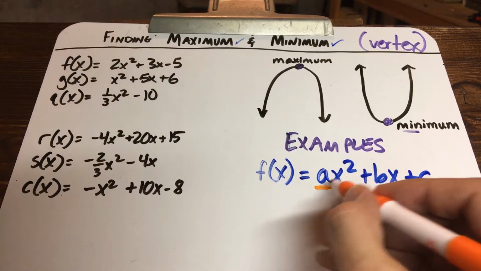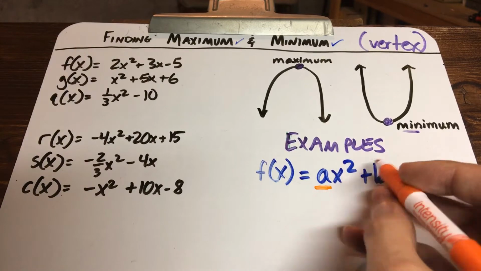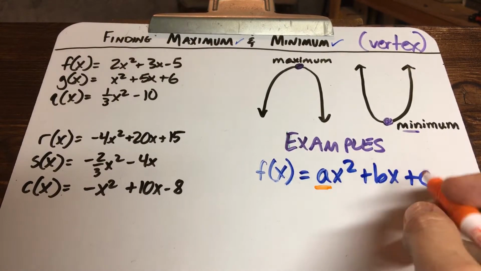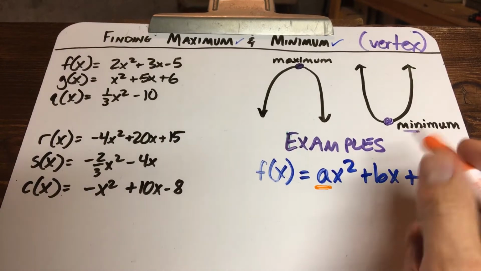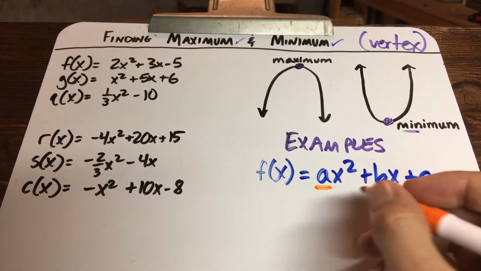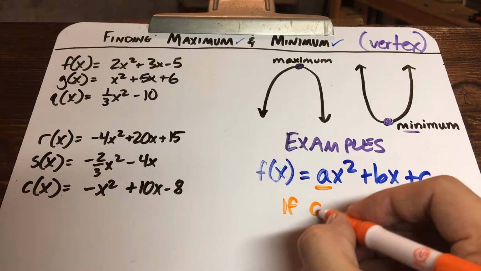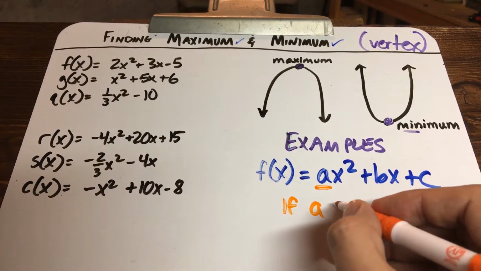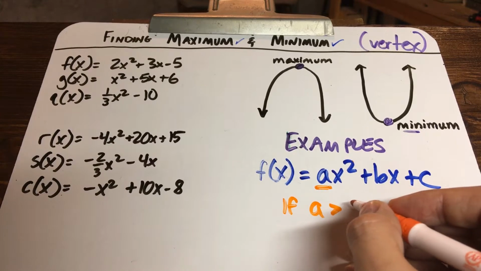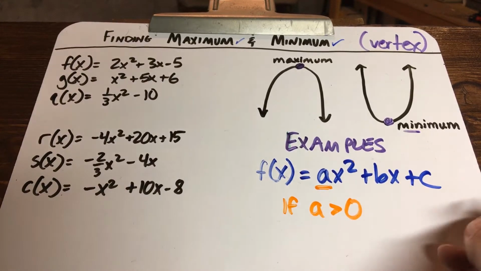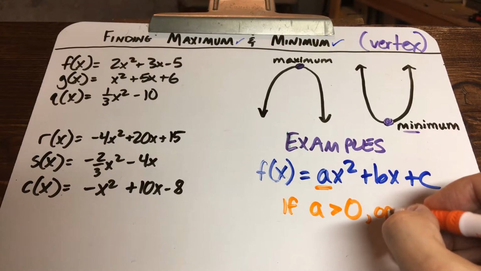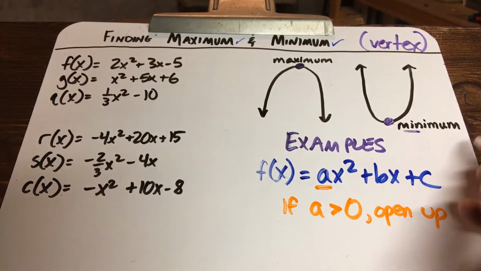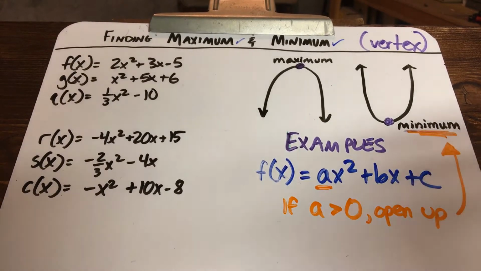Whatever the number is in front of the x squared, whatever the x squared is being multiplied by, it's also called the coefficient. The coefficient on the x squared term will tell you whether it has a minimum or a maximum. If the letter A is greater than 0, if it's a positive number, it's going to open up. And if it opens up, it's going to have a minimum, like this.